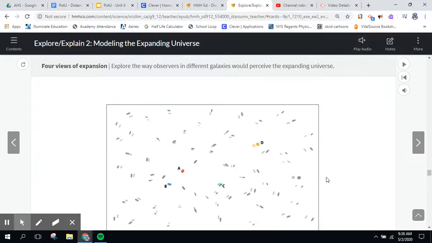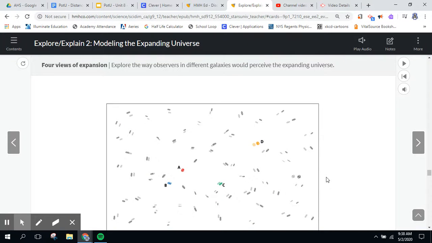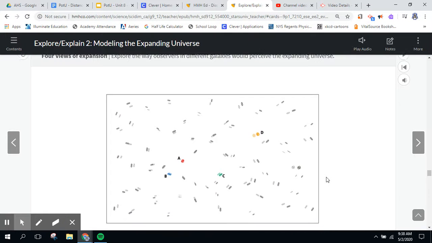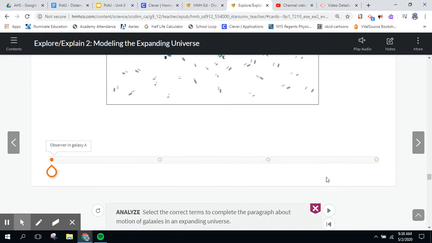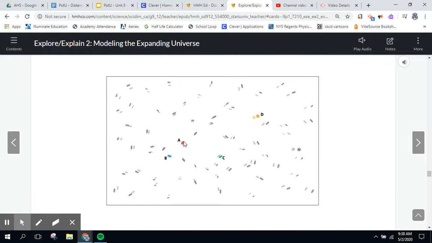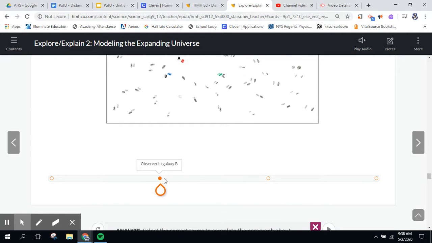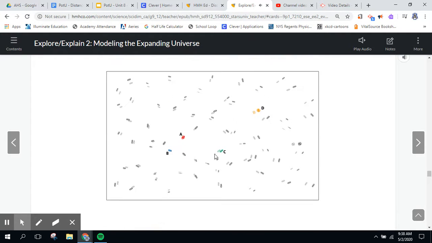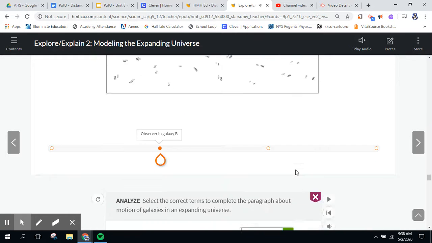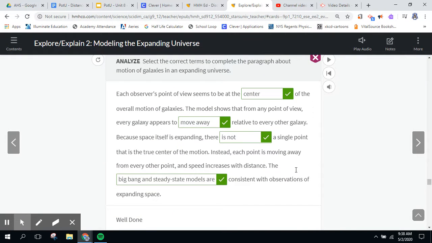All right. This one is a little confusing. I'm not a huge fan of it, but this idea of where these observers are. So observer galaxy A, B, C, and D. You can click through and look at Observer in Galaxy B, what it talks about. What they're looking for us is this idea of our point of view, right? We seem to be at the center, because we're not in motion, and then this idea that our perspective is based on where we are.